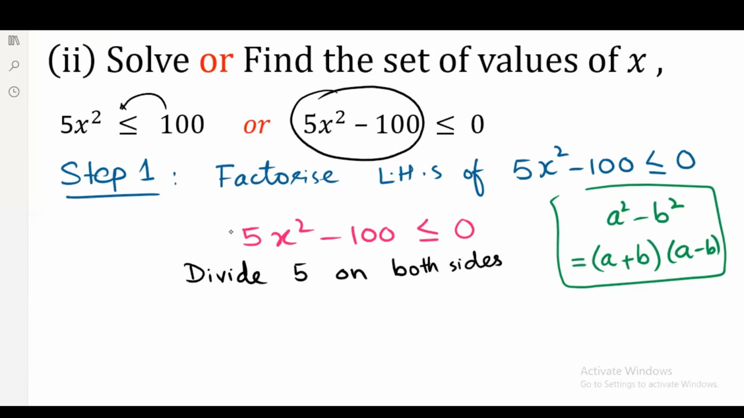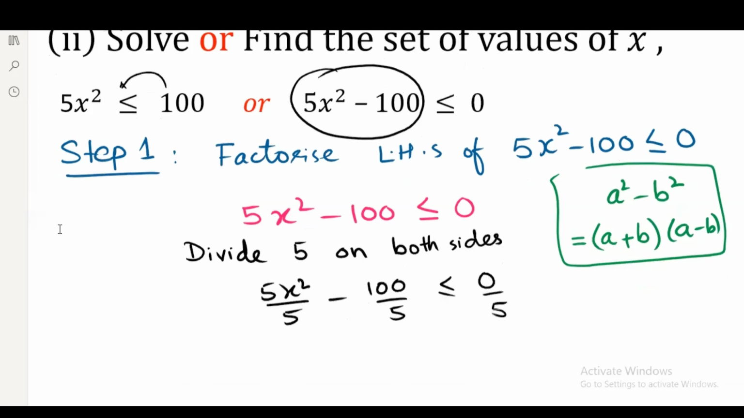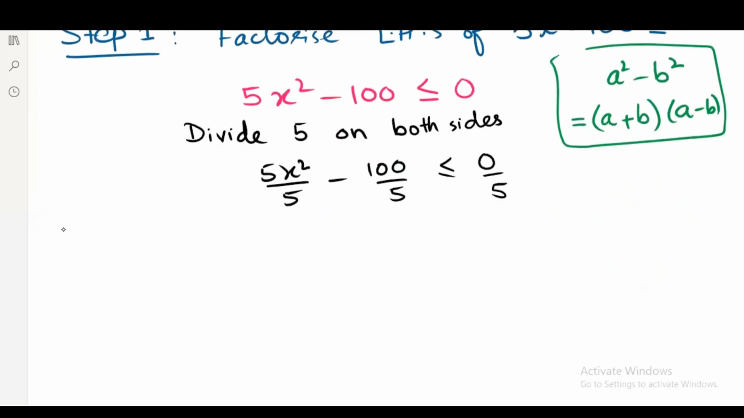When we divide both sides, we divide 5x squared by 5, 100 over 5, and 0 over 5. After this, you can skip these steps, no issue. x squared minus 20 lesser than equal to 0. So x squared minus 20 lesser than equal to 0 here.